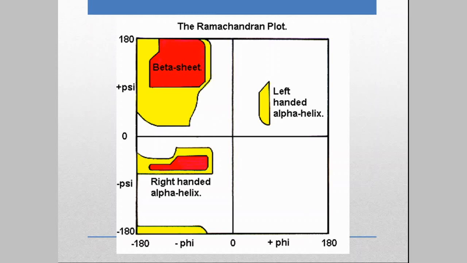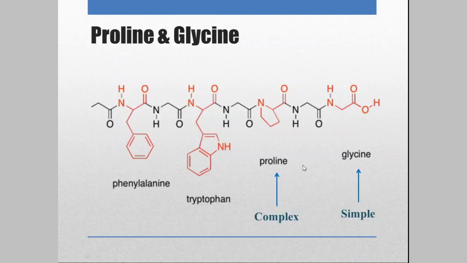Now there are two exceptions, or not exactly exceptions, but two cases which I would like to highlight when we are talking about the Ramachandran plot. These are the cases of two amino acids, one being proline, the second being glycine.